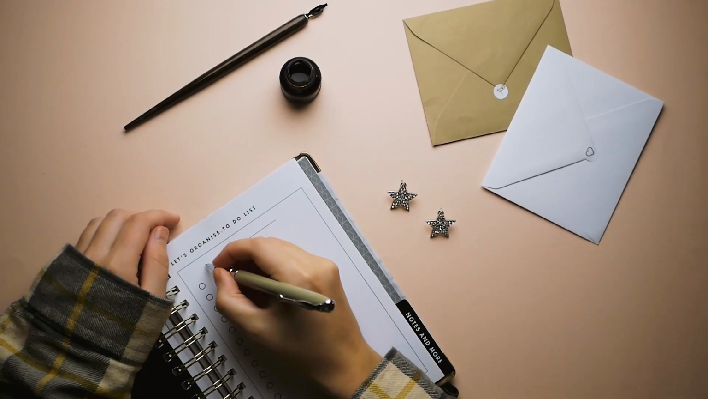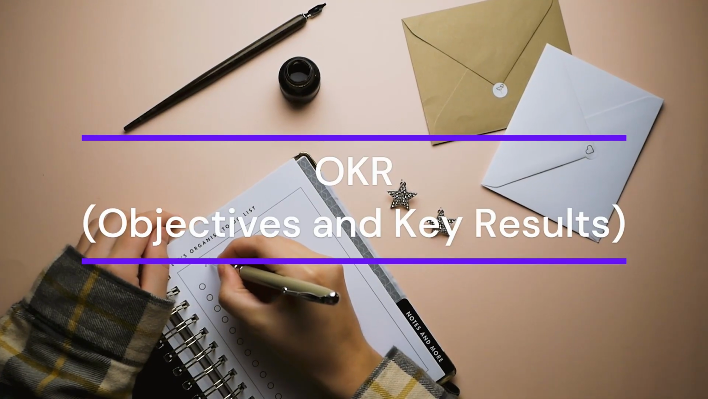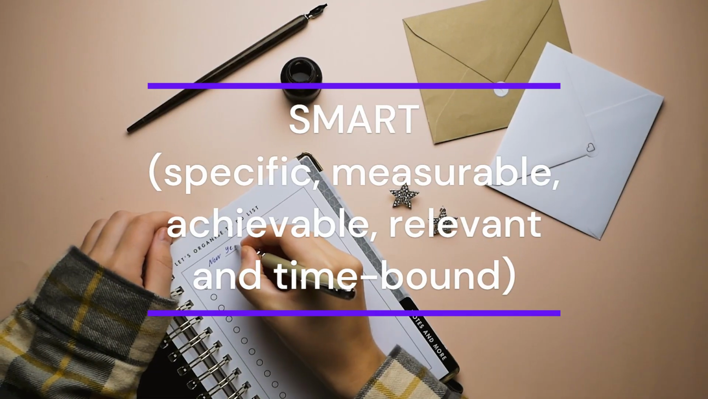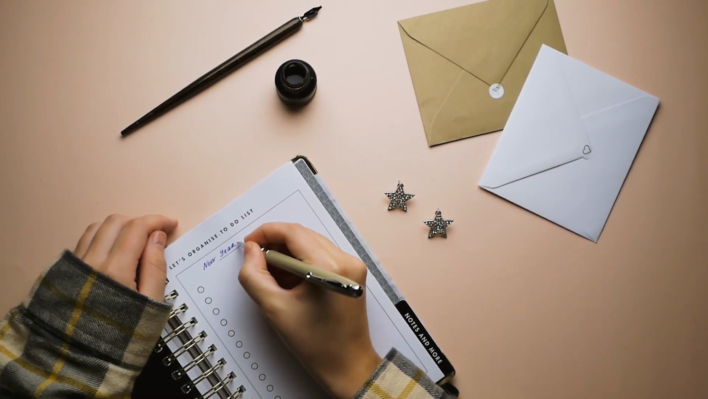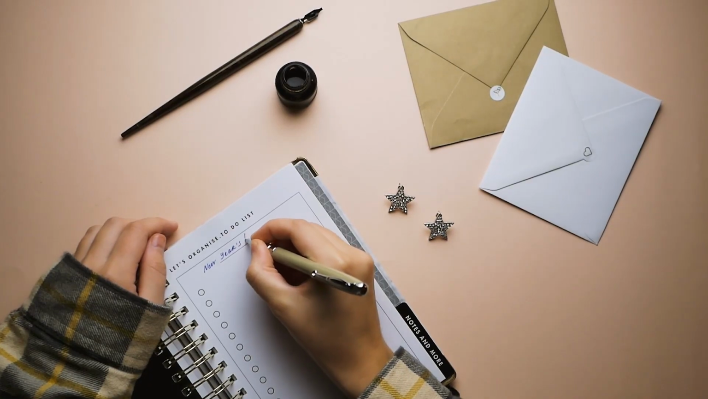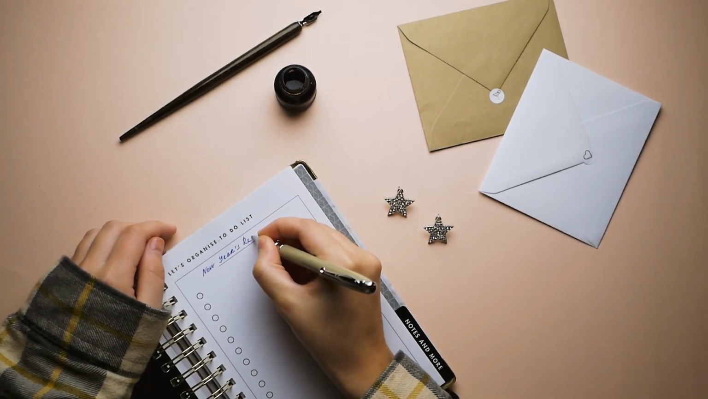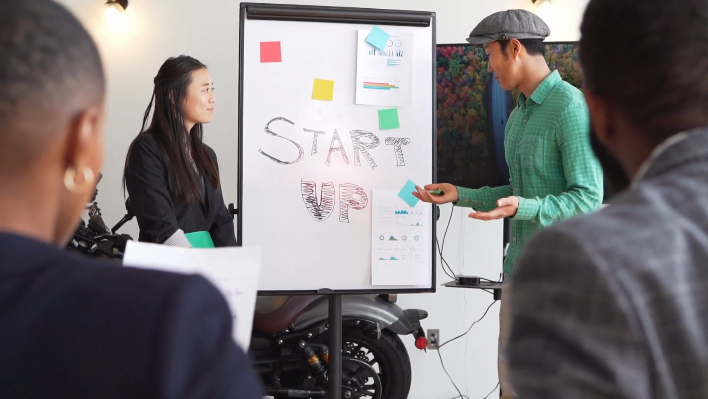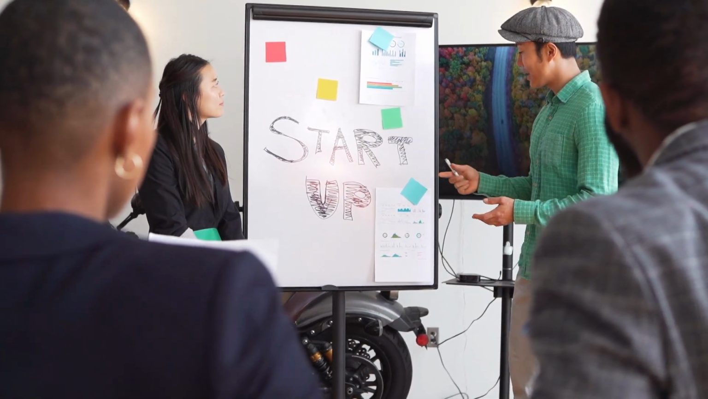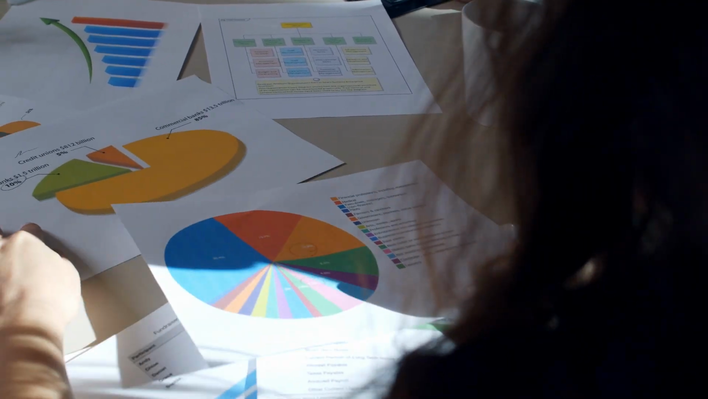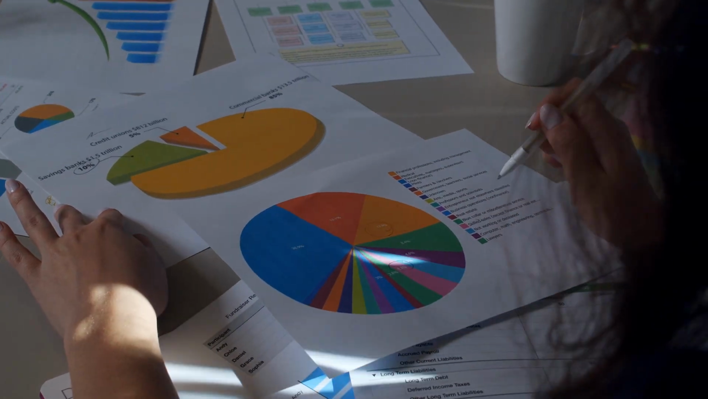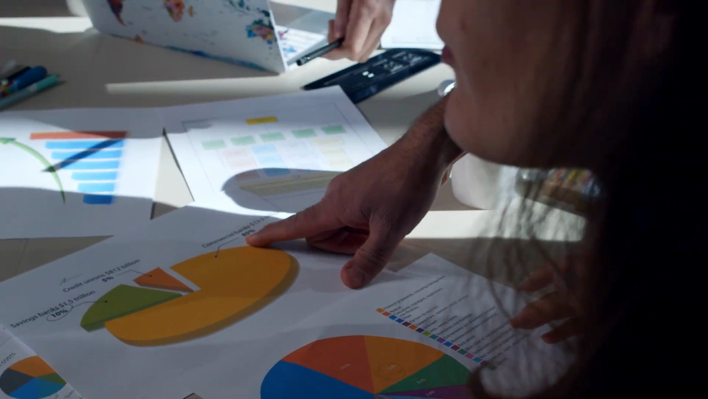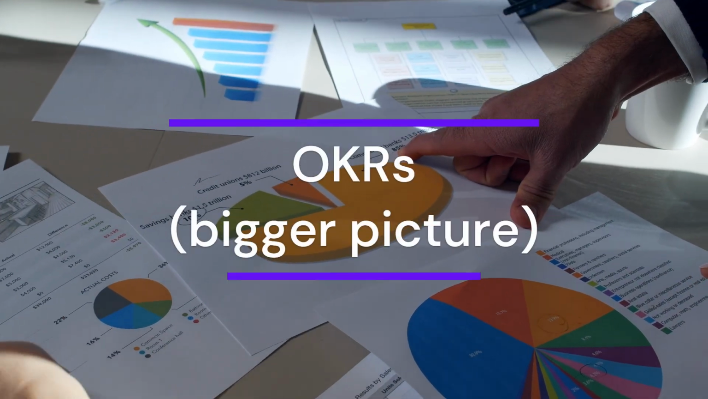Objectives and key results, OKRs, and SMART goals, specific, measurable, achievable, relevant, and time-bound, are two methods of defining goals or objectives for an organization, a project, or an individual. Since the 1980s, SMART goals have provided a structured framework for targeting efforts and achieving goals. But in recent years, many startups and multinational enterprises have adopted OKRs, which center on bigger picture aims.